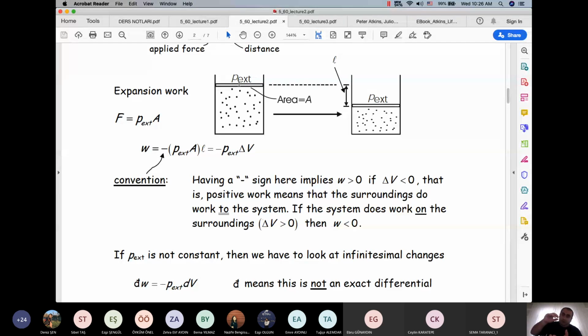System does not compress then. So although for the work we do not need to know the pressure of the system, to know whether you are doing compression or expansion, it is important to know the pressure of the system. If the pressure of the system is less than the external pressure, you are doing compression. If it is more, you are doing expansion. If the pressure of the system is equal to the external pressure, then the system is at equilibrium, as we call it.